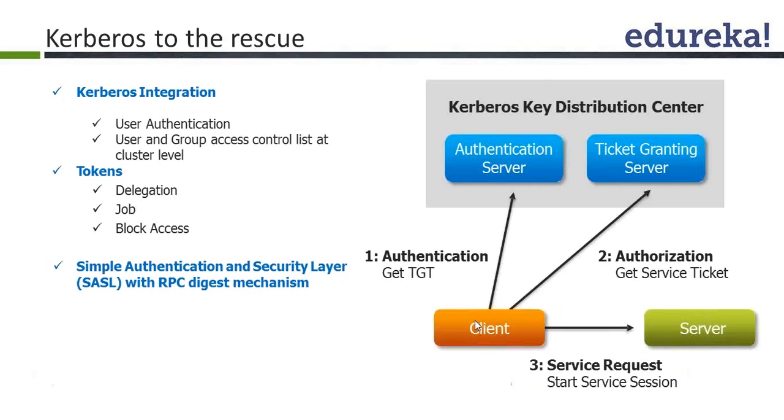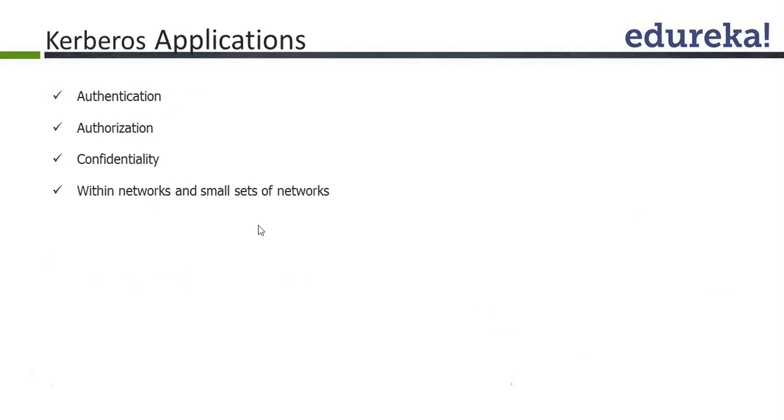Now, whenever a client wants to authenticate, he will typically send a message to the authentication server, okay? And then he would get a token back. Using the token, he would be contacting or starting the session. So within the token, you'll have a timestamp, or you'll have the authorized details and also the timestamp validity for how long you can execute those commands. So what are the applications? We talked about authentication, authorization, confidentiality, and use within networks and small sets of networks.